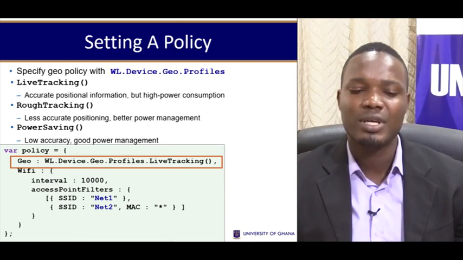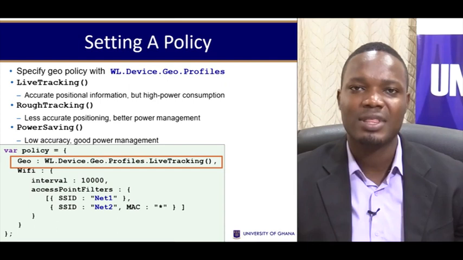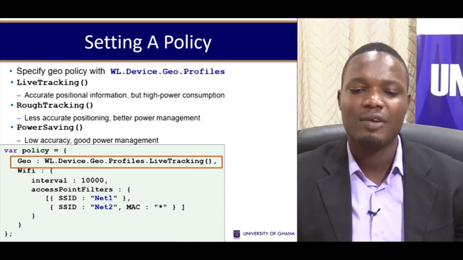Setting up the policy, we need to specify what we call the geo policy with the WL.Device geo profiles. Here we have 3 of these that we can set up. We have the live tracking, which is accurate positional information but high power consumption. When we set it to live tracking, that means that constantly and very frequently, we are polling the user's location, and that could consume a lot of power.